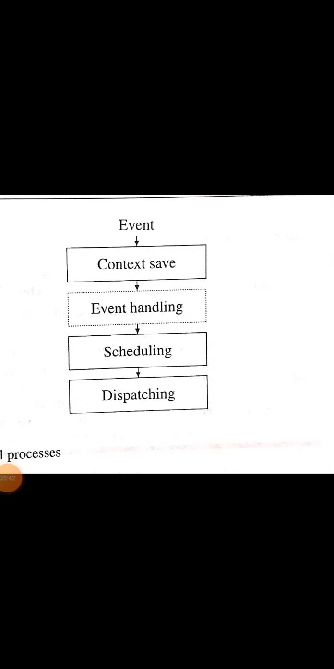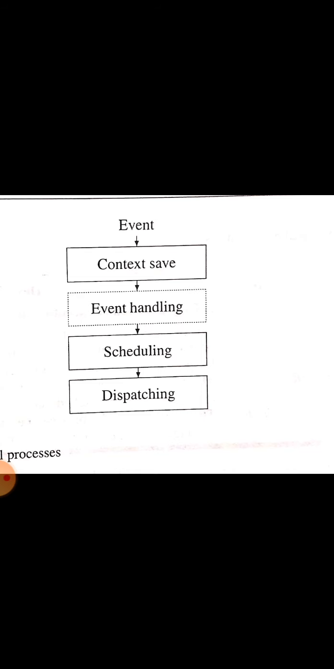Here is the general representation of the process control block, PCB. Next you can see we have an event, then context save, event handling, scheduling and dispatching. An event is nothing but a change in state. For example, you are running a process and suddenly an interrupt occurs and you may need to switch to the next process. That is a change in the state of a process, that is your event.